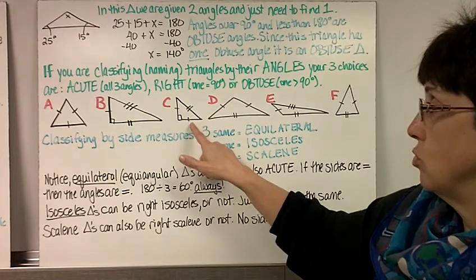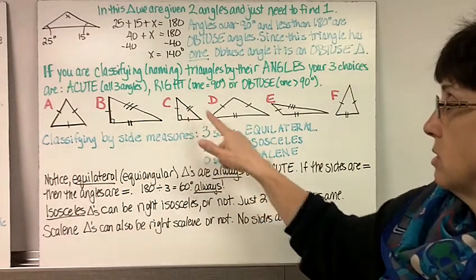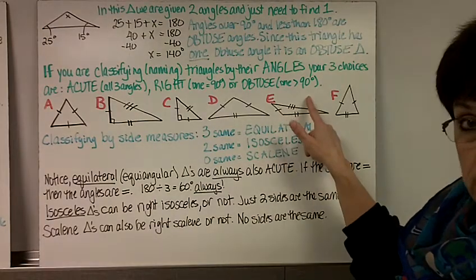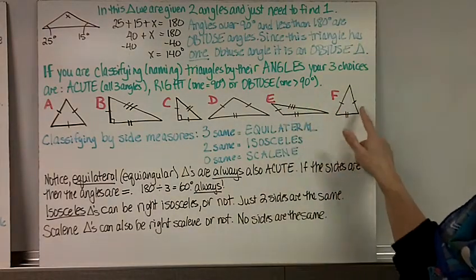So that means two are the same. These two are the same, but this one is different. Same with this one: 1, 1, and 2. Here's another: 1, 2, and 3. So those are all different. And here's another: 1, 1, and 2.